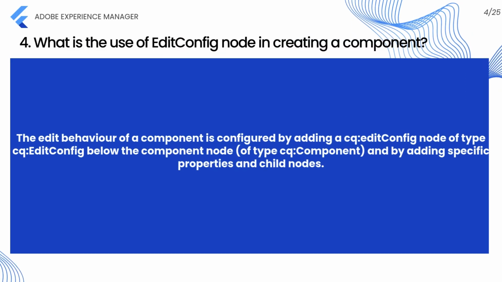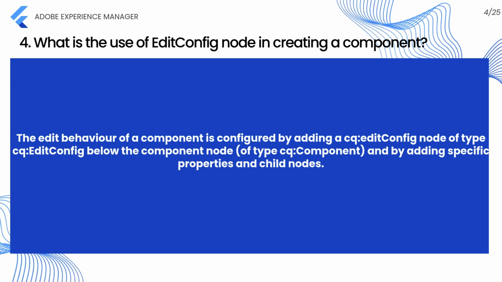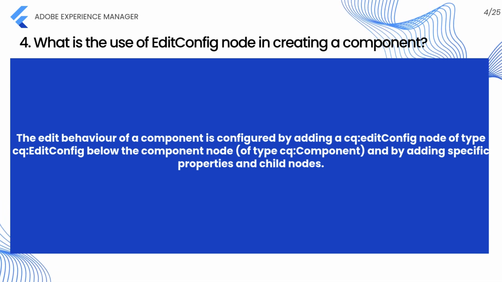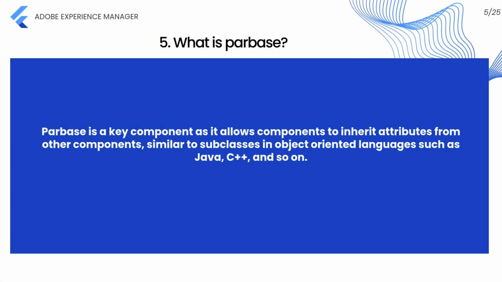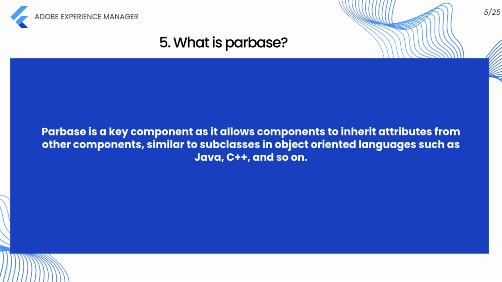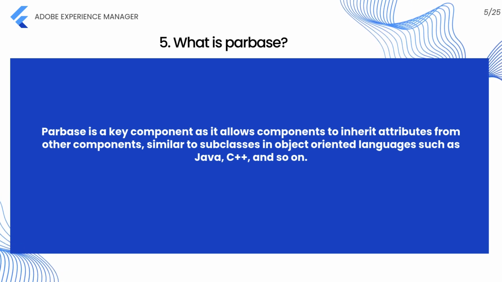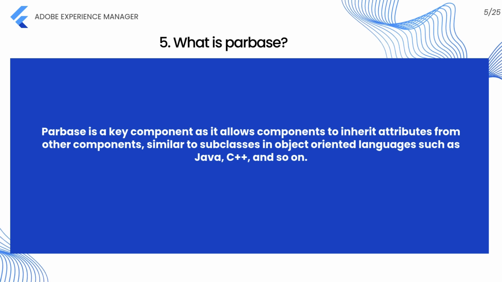What is the use of edit config node in creating a component? The edit behavior of a component is configured by adding a cq:editConfig node of type cq:EditConfig below the component node of type cq:Component, and by adding specific properties in child nodes. What is parbase? Parbase is a key component as it allows components to inherit attributes from other components, similar to subclasses in object-oriented languages such as Java, C++, and so on.